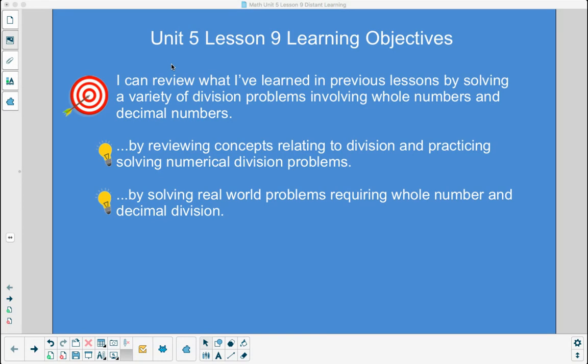Our target goal is I can review what I've learned in previous lessons by solving a variety of division problems involving whole numbers and decimal numbers. We're going to do this by reviewing concepts related to division and practicing solving numerical division problems, and by solving real-world problems requiring whole number and decimal division.